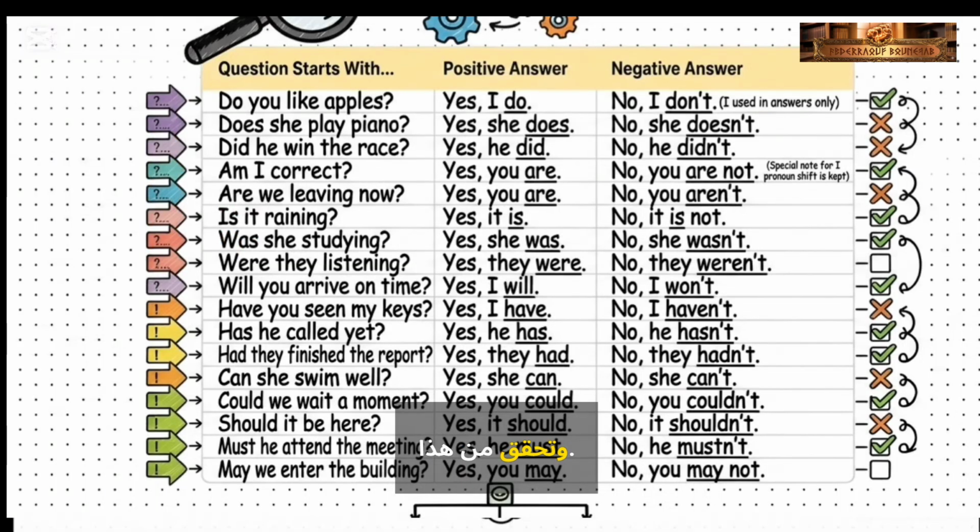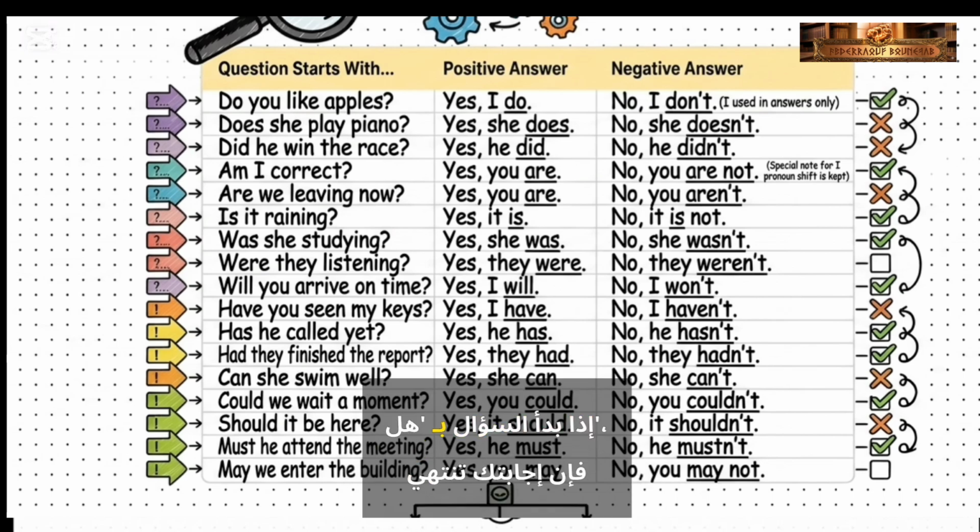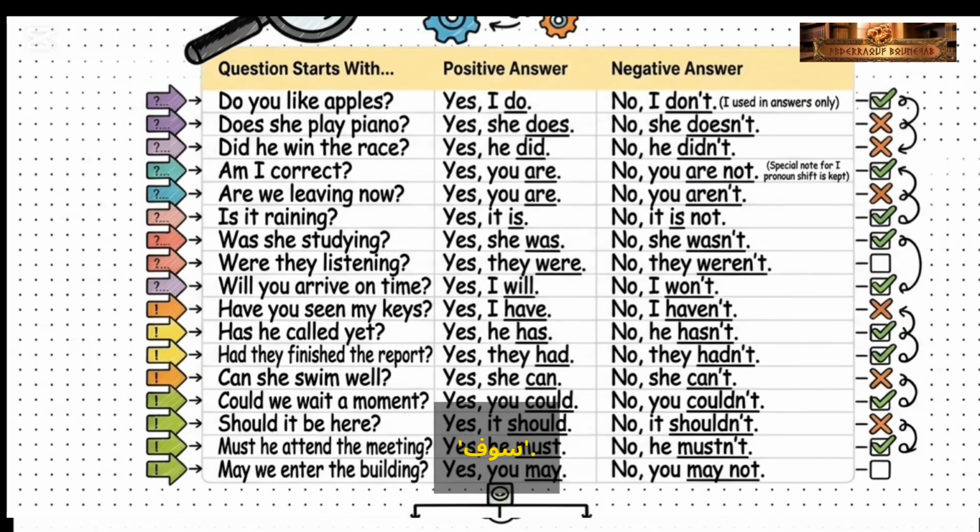That's it. And check this out. This rule works every single time. If the question starts with did, your answer ends with did. If it starts with will, it ends with will. Is ends with is, you just follow the pattern. It is literally a foolproof system.